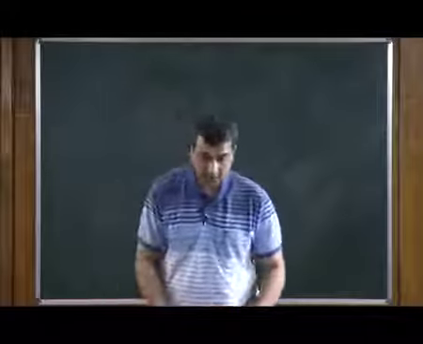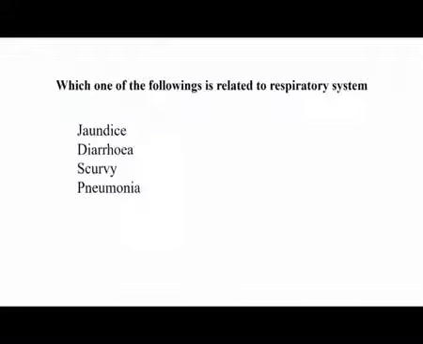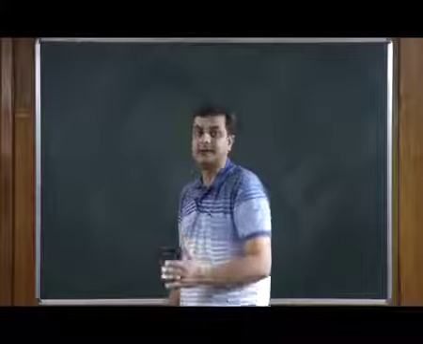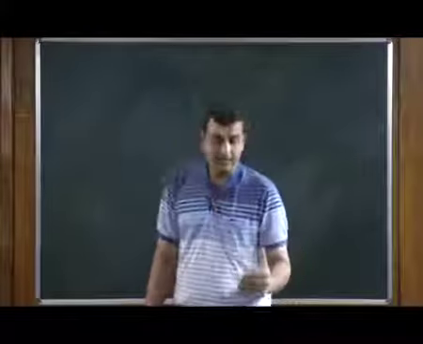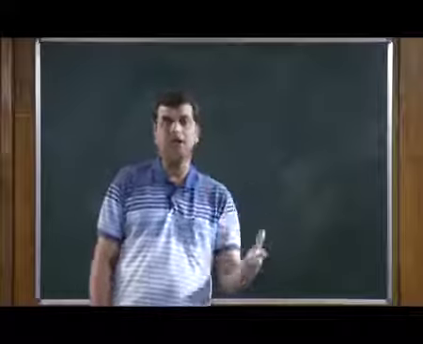The last question we will discuss here is regarding the disease aspect. What we discuss in the chapter breathing and exchange of gases are various disease conditions. Which one of the following is related to the respiratory system? I have given the options jaundice, diarrhea, scurvy and pneumonia, and the right option is pneumonia. Pneumonia is what we discussed: any inflammatory condition in the lung is called pneumonia.